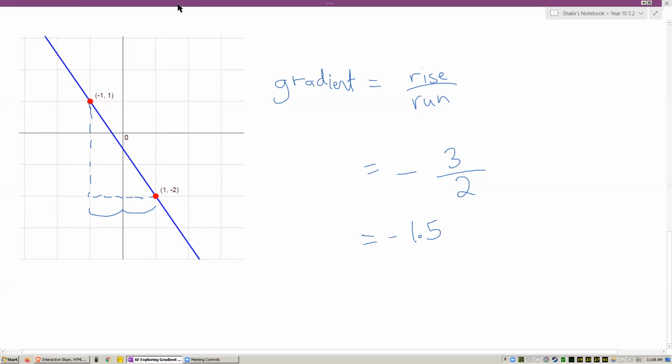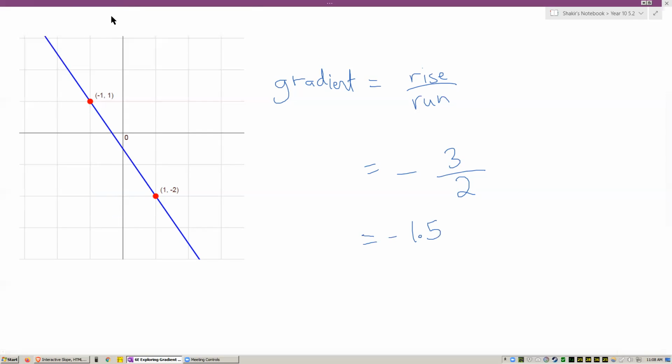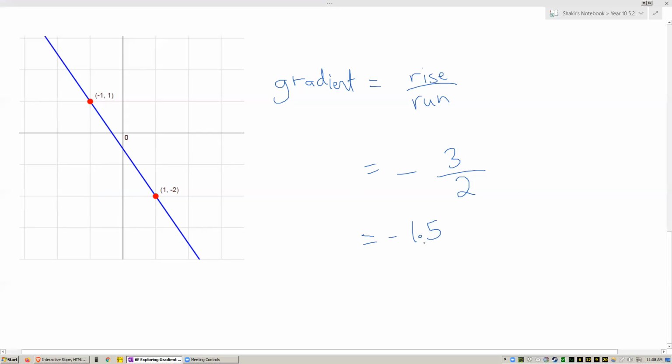Now let's test it. For every 1 unit that I go across, how much will I go up or down? And I'm saying it'll go up or down by 1.5. So let's see. If I go across by 1, how much am I going down by? 1.5. So that's gradient: how much you go up or down every single time you move to the right by 1. And you calculate gradient by doing rise over run.